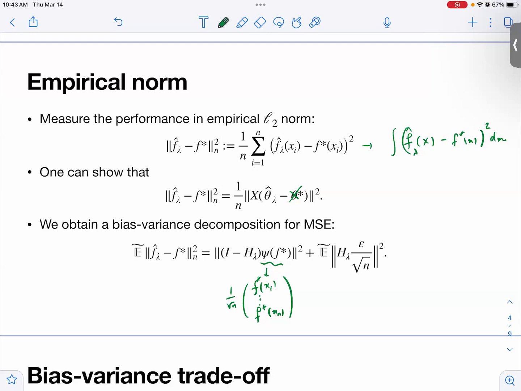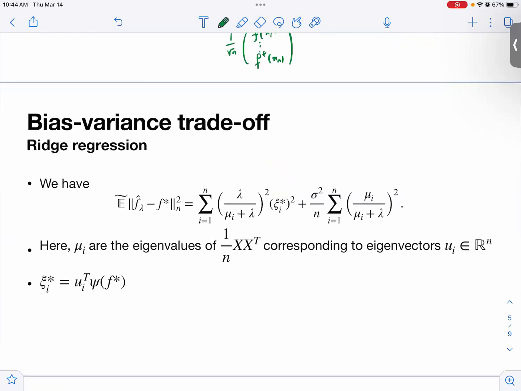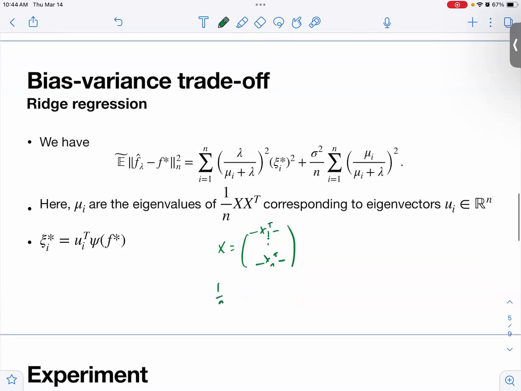This is not very informative, but you can write things down more cleanly in the end if you do an eigen decomposition of this matrix. So x is x1 transpose up to xn transpose. And if you look at 1 over n times x x transpose, the entries are xi transpose xj over n. So these are basically normalized similarities of the features. This is called the kernel matrix, the Gram matrix, so the kernel matrix.